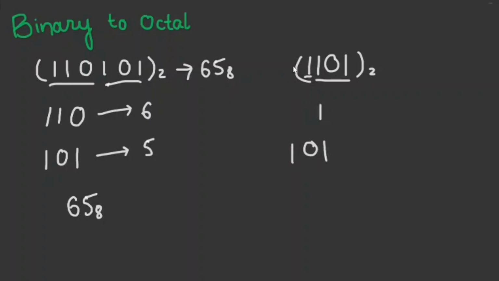Now if you convert this, it would be 1, and we convert this, it would be 5. So our answer would be 1 5 in octal. That was it. That's how you do binary to octal conversion.